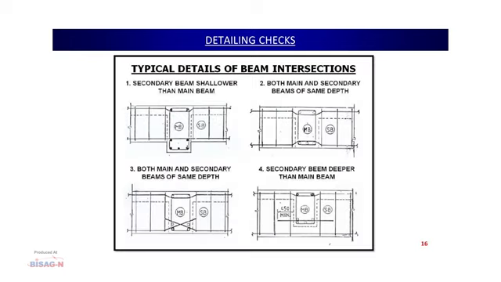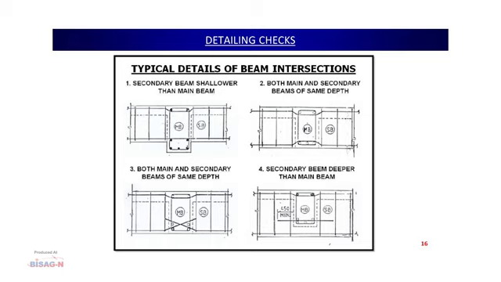Now, coming to the details of the beam intersection. Here we see different scenarios. In the first scenario, there are two types of beams in a structure, the secondary beam and the main beam, and there are a lot of intersections of the secondary beam with the main beam. In scenario number 1, we can see the depth or dimension of the secondary beam is less than the main beam.